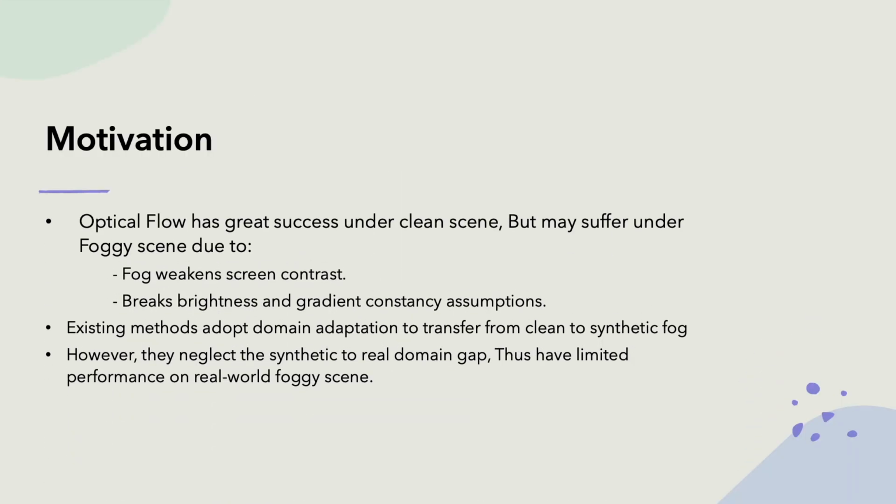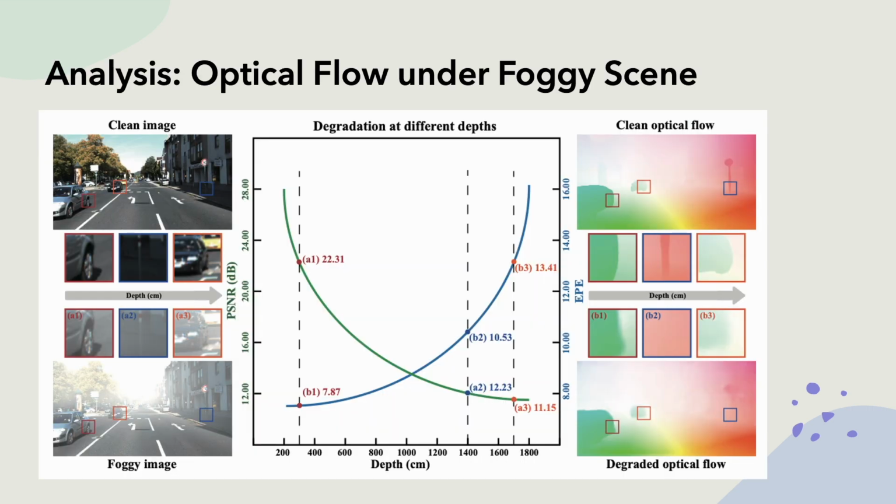Optical flow is good when it's clear, but it's not so great when it's foggy, because fog messes with how we see things like contrasts and brightness. Right now, methods try to make optical flow work in synthetic fog, but the fake fog isn't the same as real fog. This means they don't work well when there's real fog.